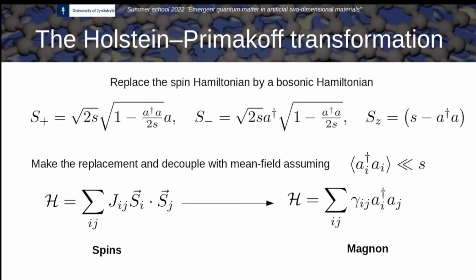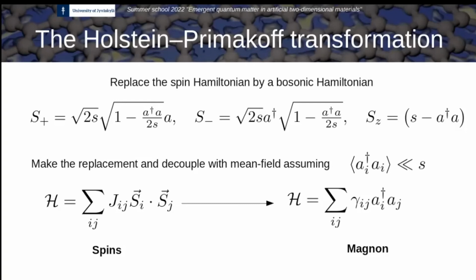First of all, this is an exact algebraic transformation between spin operators and bosonic operators. So you essentially have the ladder operators, S plus and S minus, which are Sx plus or minus i Sy. You can write them mathematically exactly in terms of these bosonic operators, where the a's are just bosonic operators.